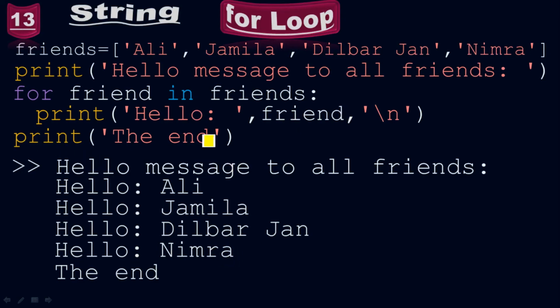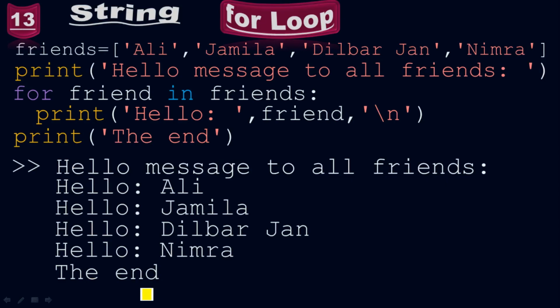And then the last, final message, which is the outermost print function, print of the end. So finally, this line is because of this print function, print of the end here. It is the outer print function. This print function doesn't depend on this part. So I hope you got the point now. We have sent the hello message to all four friends, Ali, Jamila, Dilbarjan, and Nimra, with a final message which is the end.